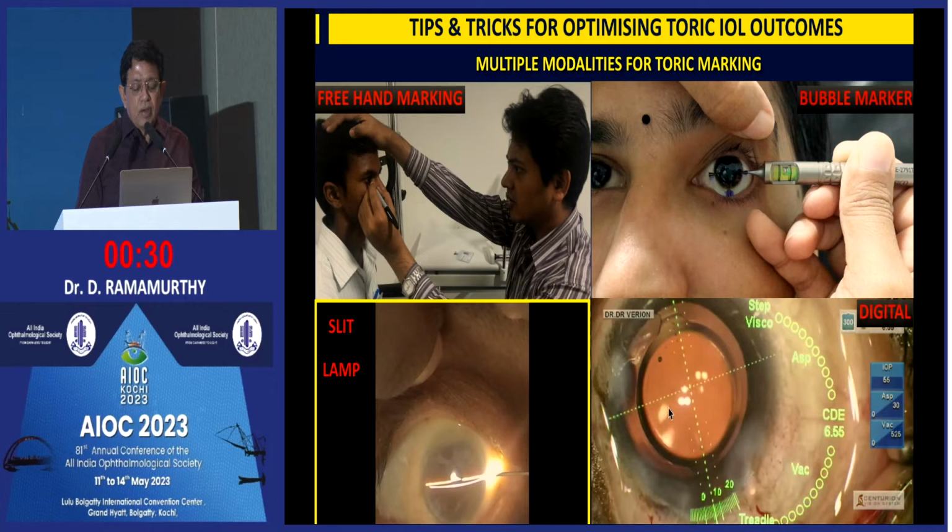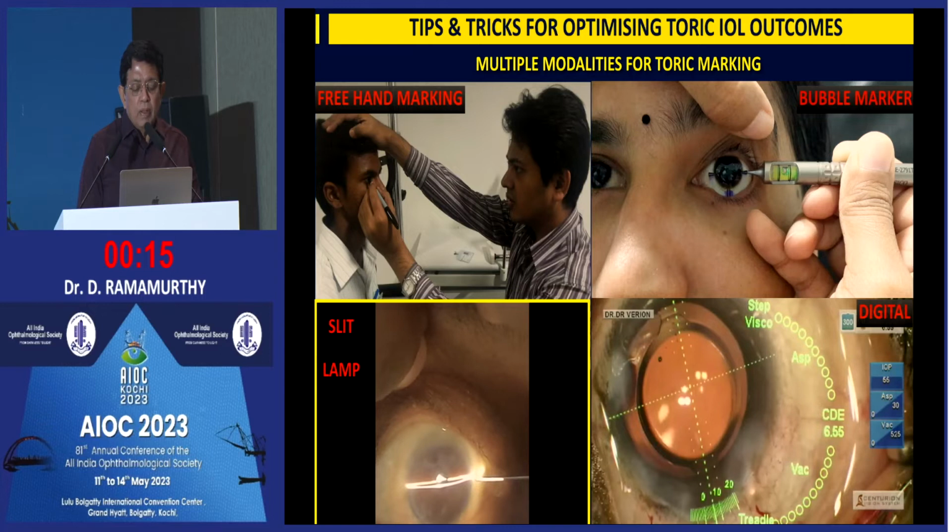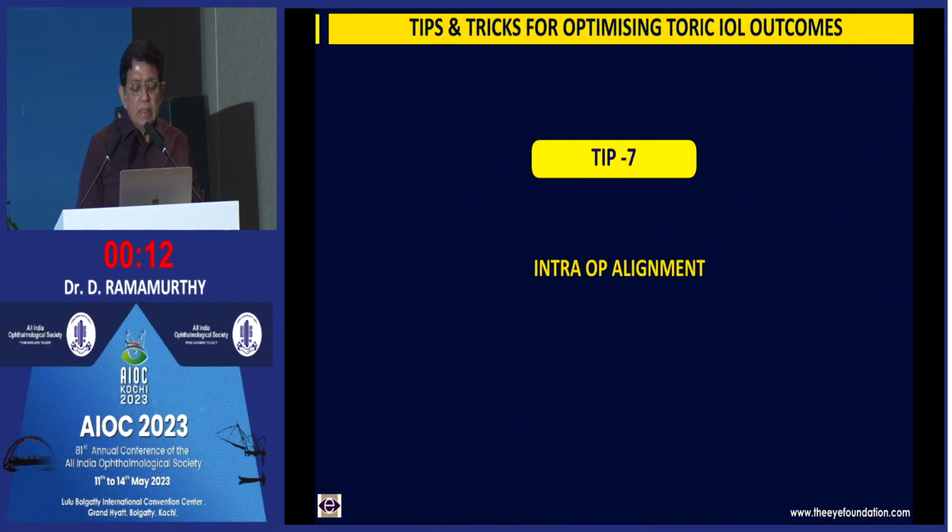Of course, if you are doing a large volume of toric intraocular lenses, which I believe all of us should be doing and addressing, whether you're doing multifocals or not, having access to a digital marking device like the Varion or a Callisto is a great way to go. And this is intra-op alignment.